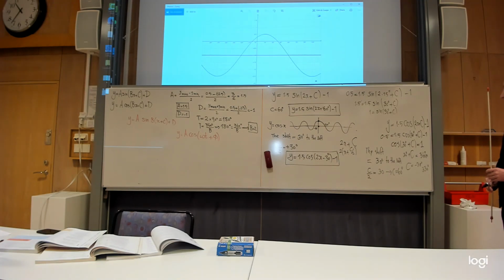Now we have a problem. If you take the peak at 0.5 and it moves 15 degrees to the right, and then you use that instead, it should be c divided by 2 is equal to minus 15.